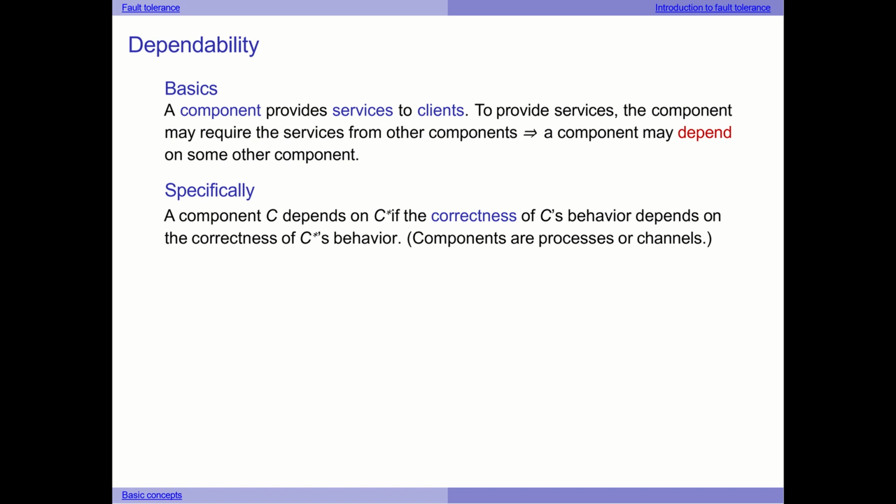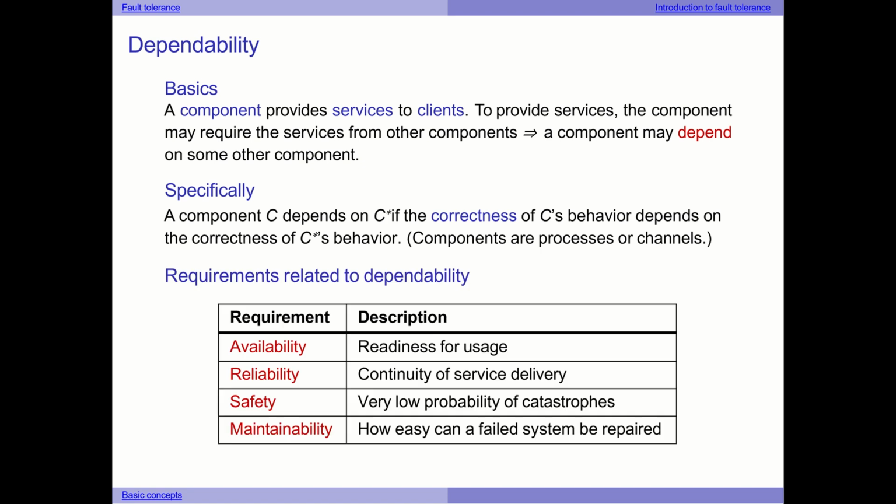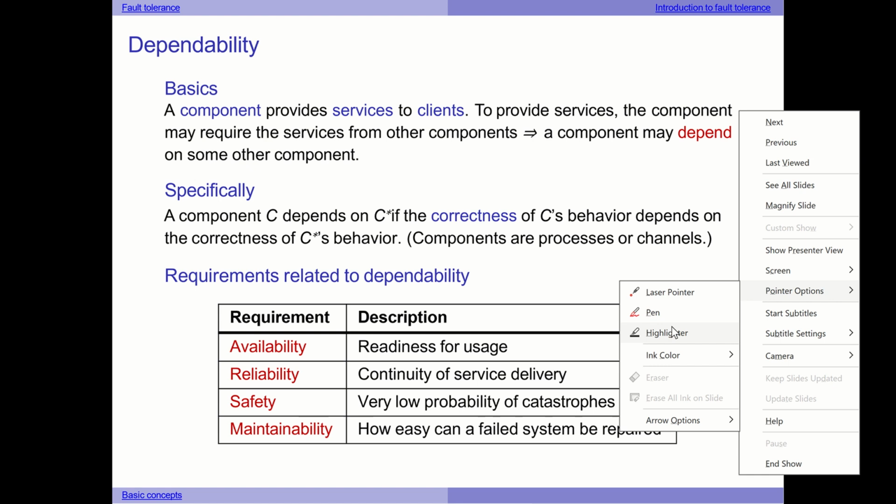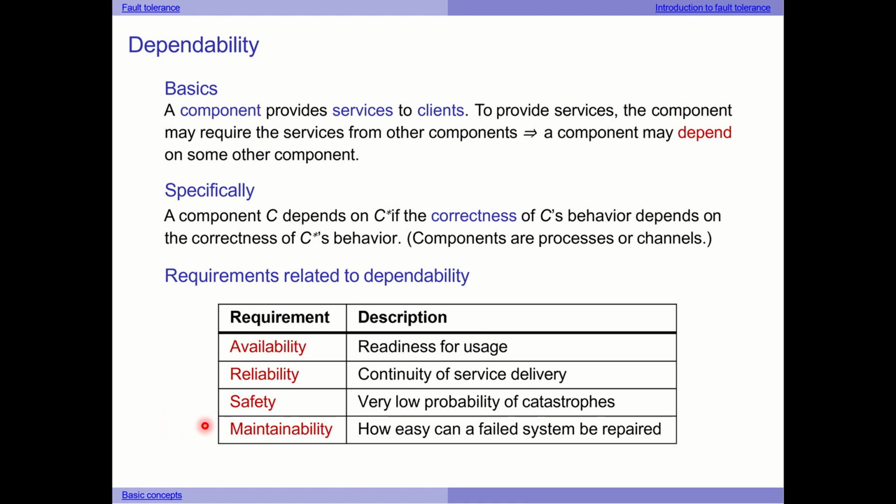Now, next, let us look at several aspects of dependability requirements. Dependability covers several requirements for a distributed system. That is, first of all, availability. Second, reliability. Third, safety. And lastly, maintainability.